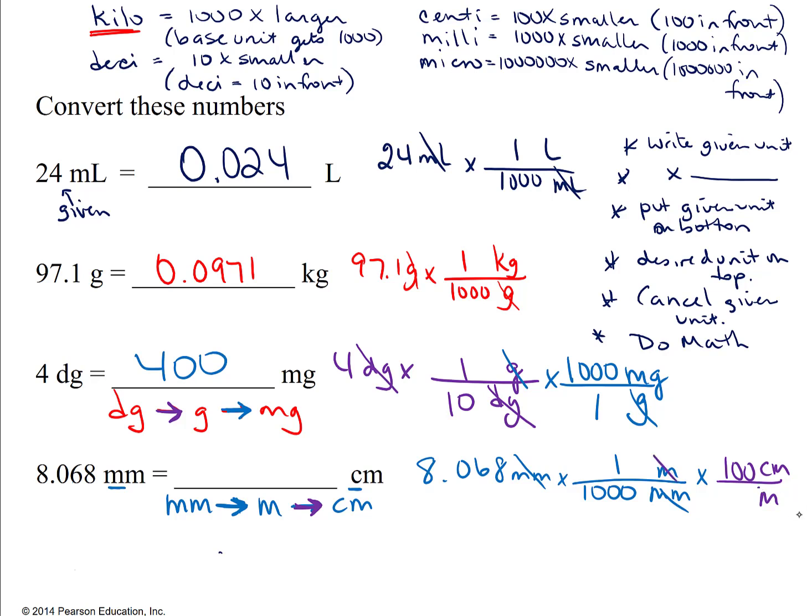So this and this will cancel. 8.068 times 100 and then divide it by 1,000. 0.8068.